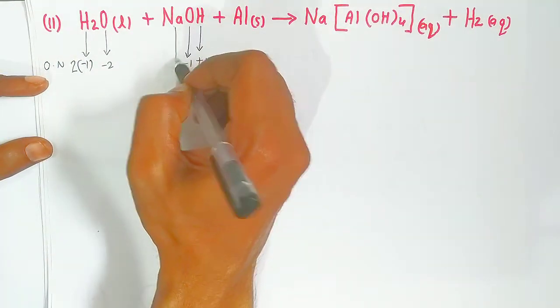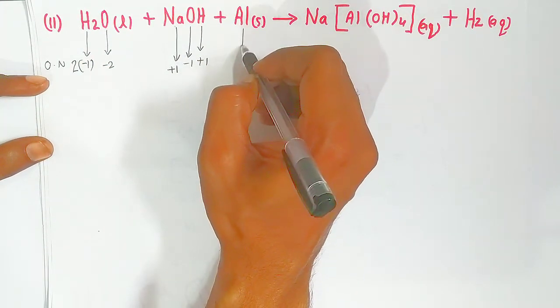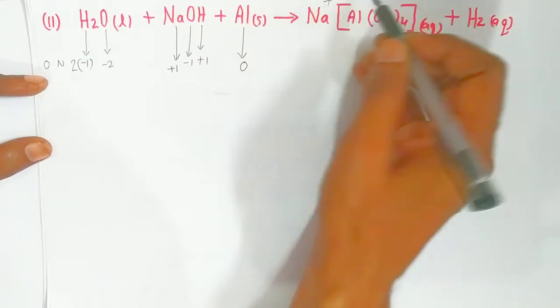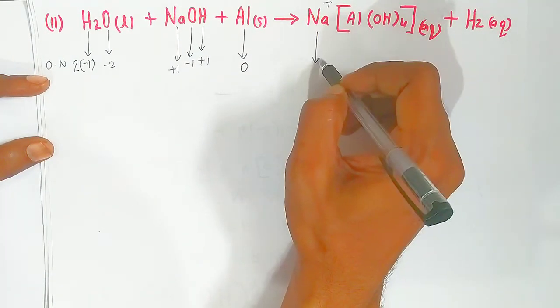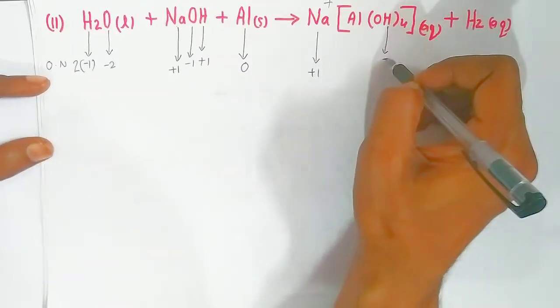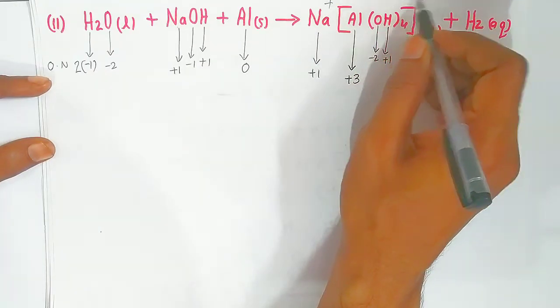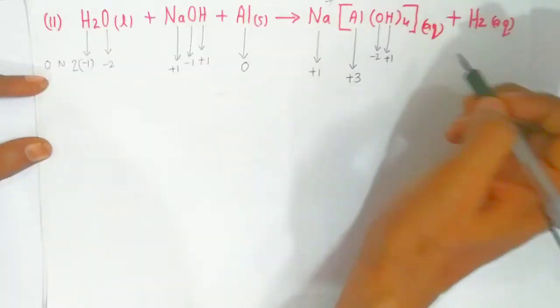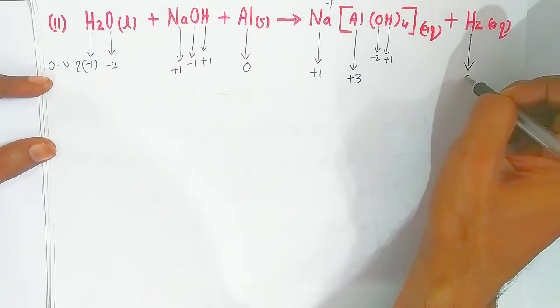What about sodium? It is +1. Now aluminum: because it is a solid, its oxidation number is 0 on the reactant side. In the complex, Na plus and the complex ion is minus, with hydroxide oxidation number -1. Understand, 4 times -1 is -4, and because -1 is outside, aluminum becomes +3. Understanding how the aluminum oxidation number comes as +3. Now because hydrogen is a gas, its oxidation number is 0.